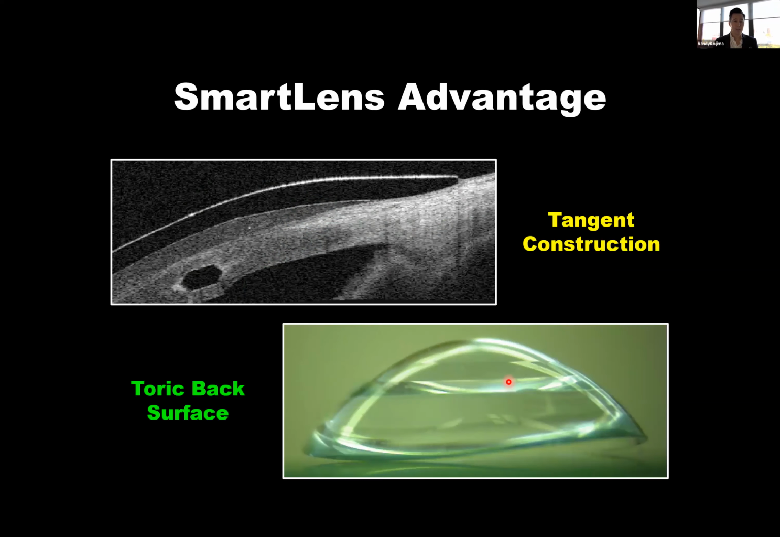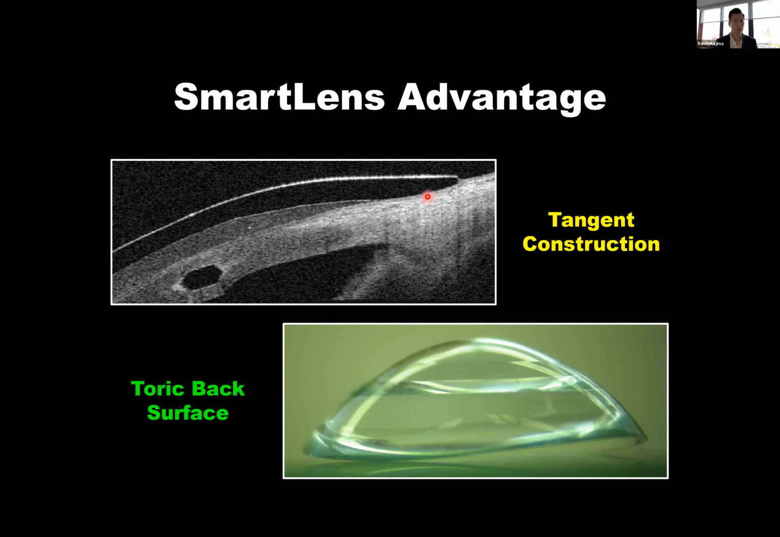The surface uses tangents. And this is a very odd concept, but a tangent is a straight line surface. That's because the underlying peripheral cornea and limbus is much more tangent in shape. There isn't a curve to the eye surface outside of the central cornea. So the Smart Lens uses tangents in its construction, and that's what makes it so forgiving and easy to fit.